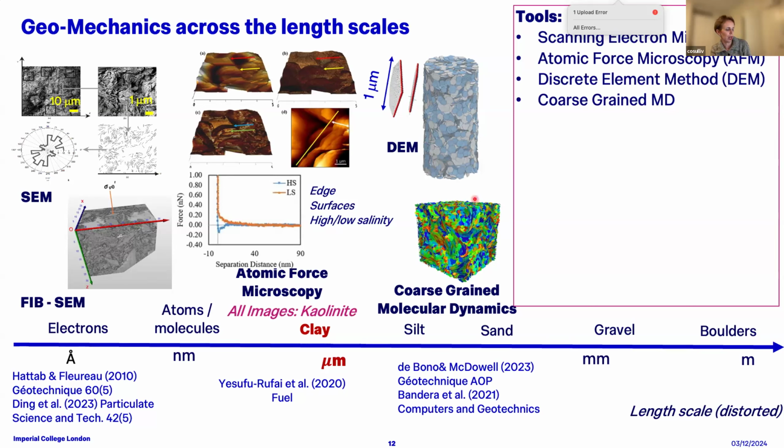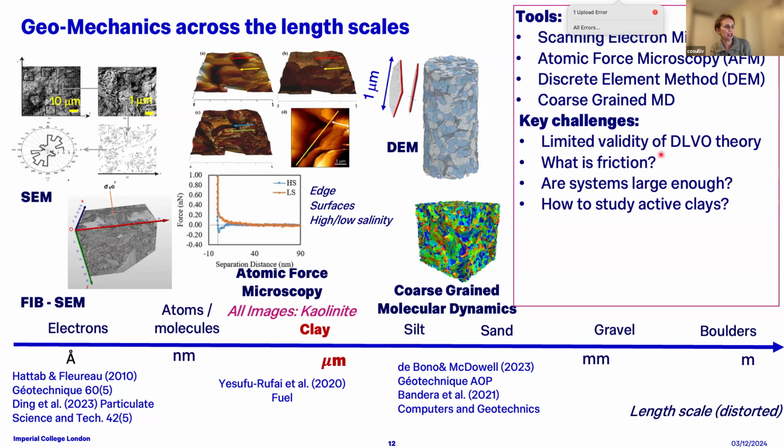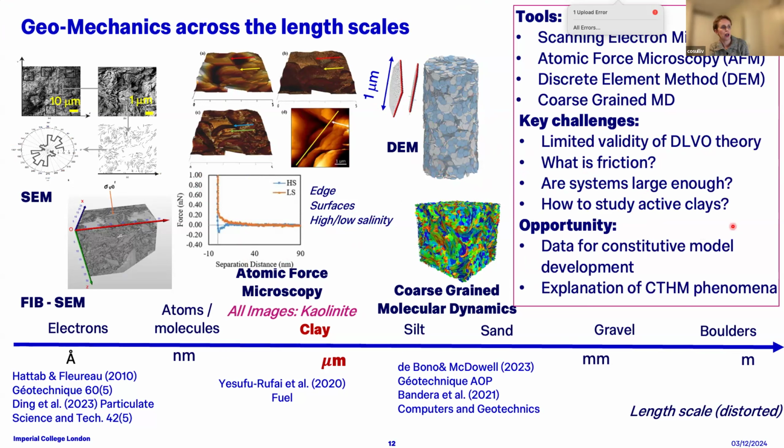So all of these are images of kaolinite. So the challenges going forward are, DLVO theory has limited validity. We use it to interpret AFM data and also to develop our interaction models for DEM. We don't have a good handle on friction between clay platelets, but we know that's important at the same time. We need to look at very large systems so the fabric can emerge, and how we study active clay is not clear. And, there's opportunities to develop constitutive models and explain some of the really complex aspects of coupled phenomena.